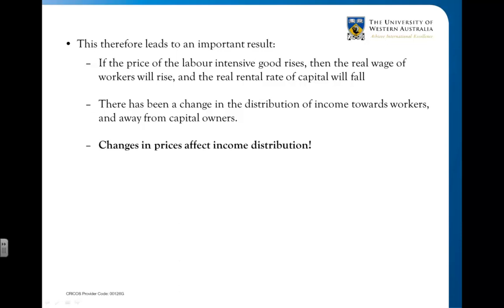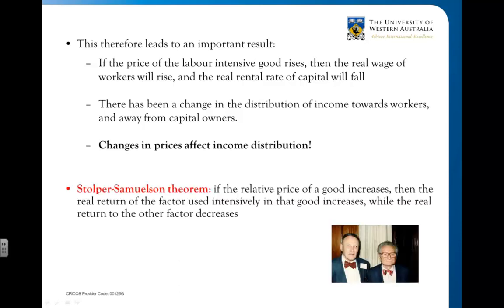So changes in prices affect income distribution, and this ultimately leads to what we call the Stolper-Samuelson theorem. If the relative price of a good increases, the real return of the factor used intensively in that good increases, while the real return to the other factor decreases. So this is the start of us looking at this idea of changing the income distribution, changing the winners and losers, if you like, that can occur. These points here are really important to remember. We're obviously going to use that when we start to talk about international trade.